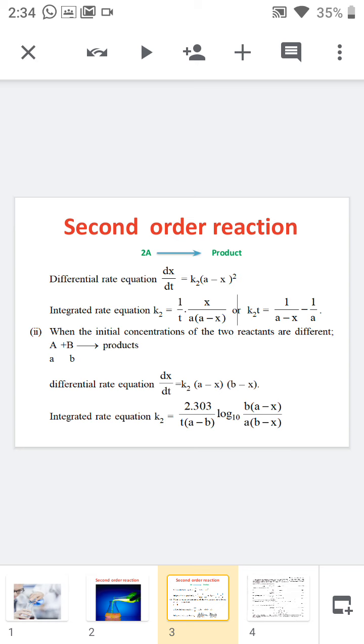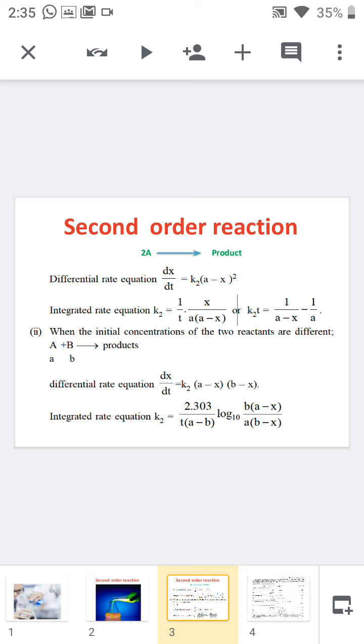So how will we write the rate expression? Rate equation is equal to, here the change in the concentration of A is only x at the time t. So we can write dx by dt equal to K2, that is the rate constant, into concentration of A to the power 2. Here the concentration of A is reduced to a minus x. So our equation becomes dx by dt equal to K2 into (a minus x) whole square.